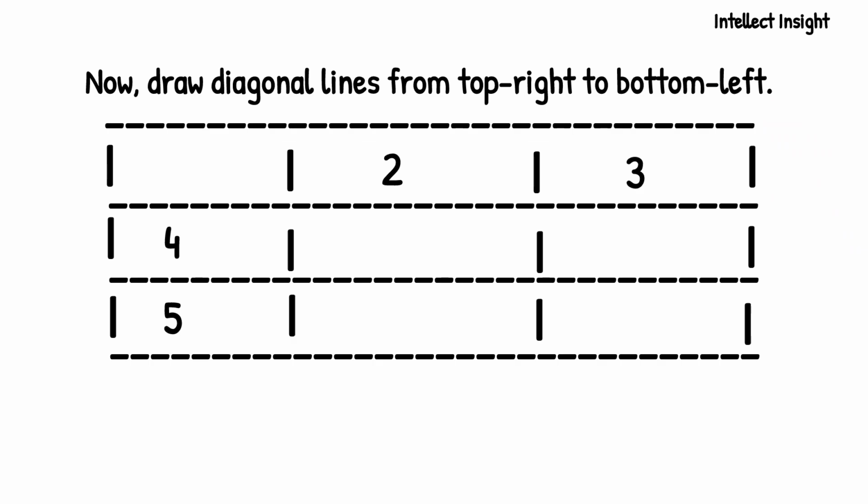Now multiply 2 by 4 is equal to 8. Write 08 in the top left corner. 2 multiplied by 5 is equal to 10. Write 10 in the top right corner. 3 multiplied by 4 is equal to 12. Write 12 in the bottom left corner. And 3 multiplied by 5 is equal to 15. Write 15 in the bottom right corner.